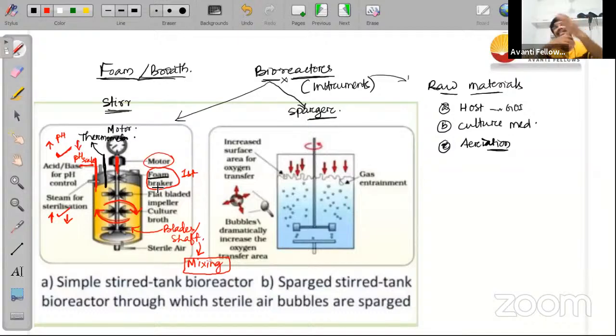And foam break करने से aeration अच्छे से होगा. Is that clear to everyone?